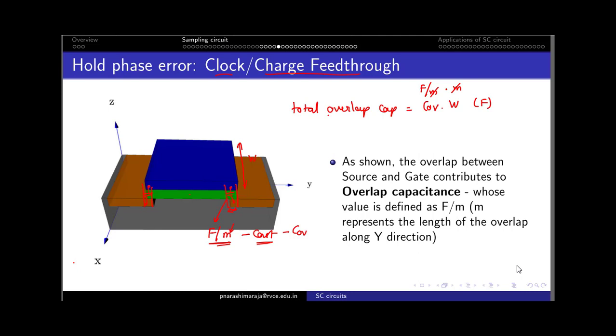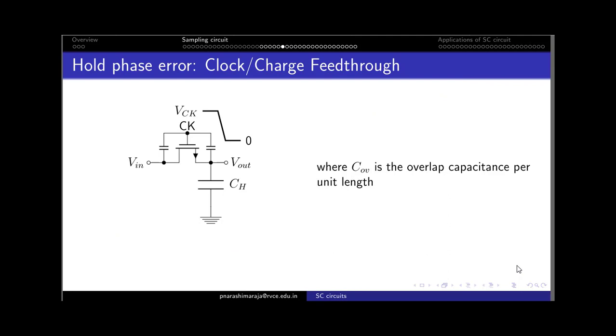Now the same could be modeled schematically as shown here. Each of these capacitances denotes the overlap between the gate and the drain, and the gate and the source, and the total overlap capacitance is written as COV times the width of the transistor. During the phase transition from sampling to hold, the clock makes a negative transition, with a magnitude of delta VCK, which in general has a negative value because it is a negative transition.